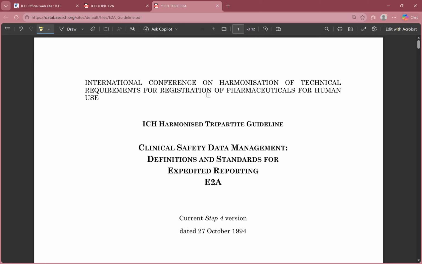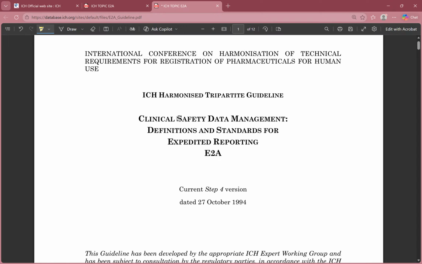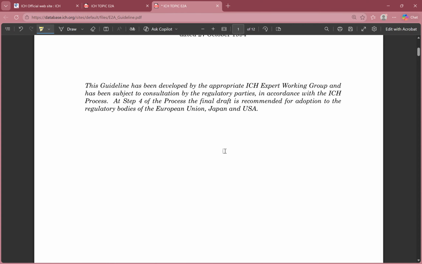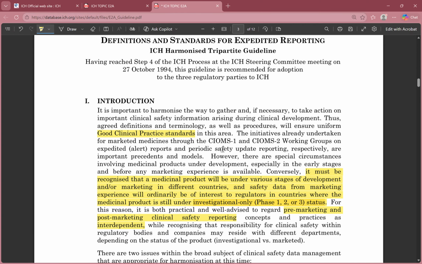Alright, this is one of the major topics you should know about the regulatory guidelines, or this is a kind of skill that you should know if you wish to enter PV as a professional. So this ICH E2A guideline is about clinical safety data management, definitions and standards for expedited reporting. So let's start with it.